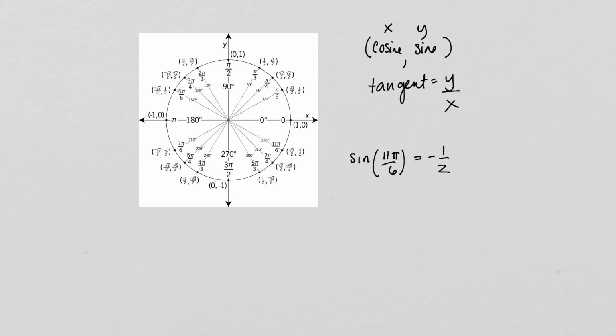Okay, so it's minus 1/2 because, here I am at the 11 pi over 6, right? At 11 pi over 6, this is the point. And at that point, the first thing is the x, the second thing is the y. So sine is y. When you're trying to find the sine, you're trying to pull off the y value. And if I look here, the y value is minus 1/2, so that's why the sine is minus 1/2. Does that help?